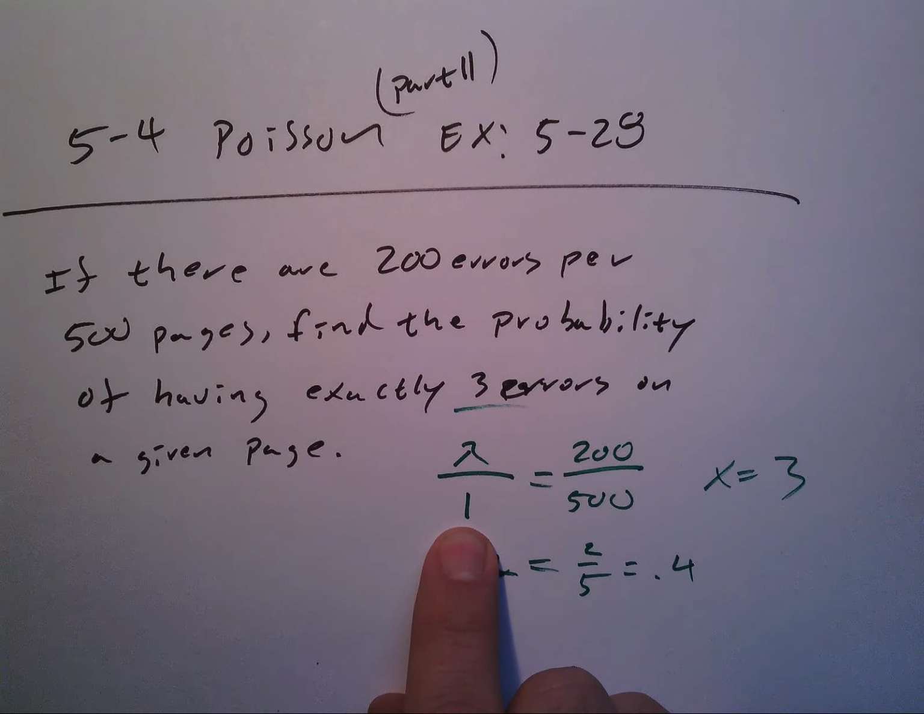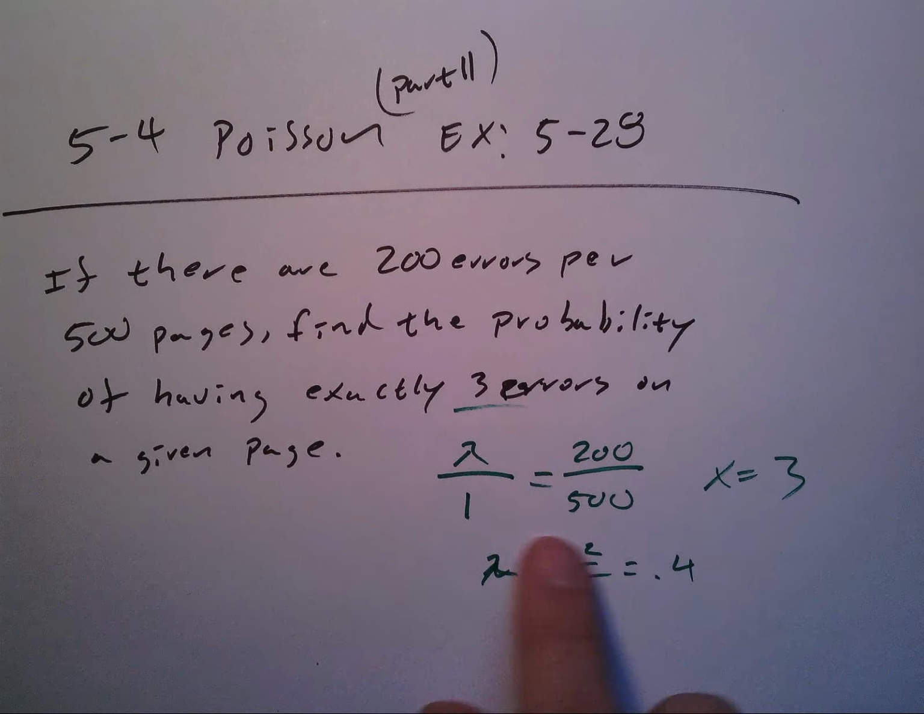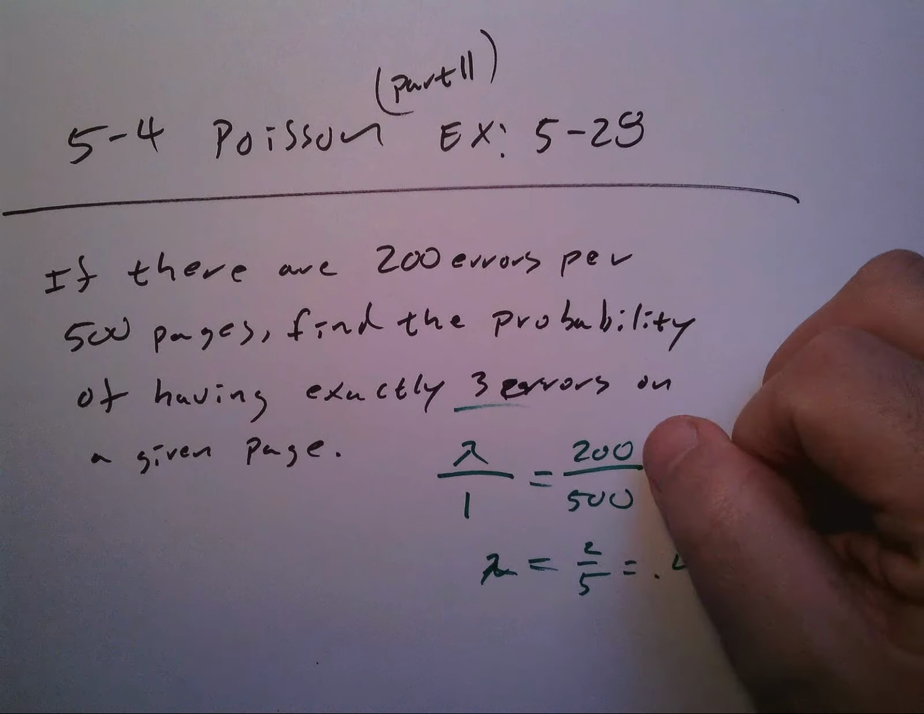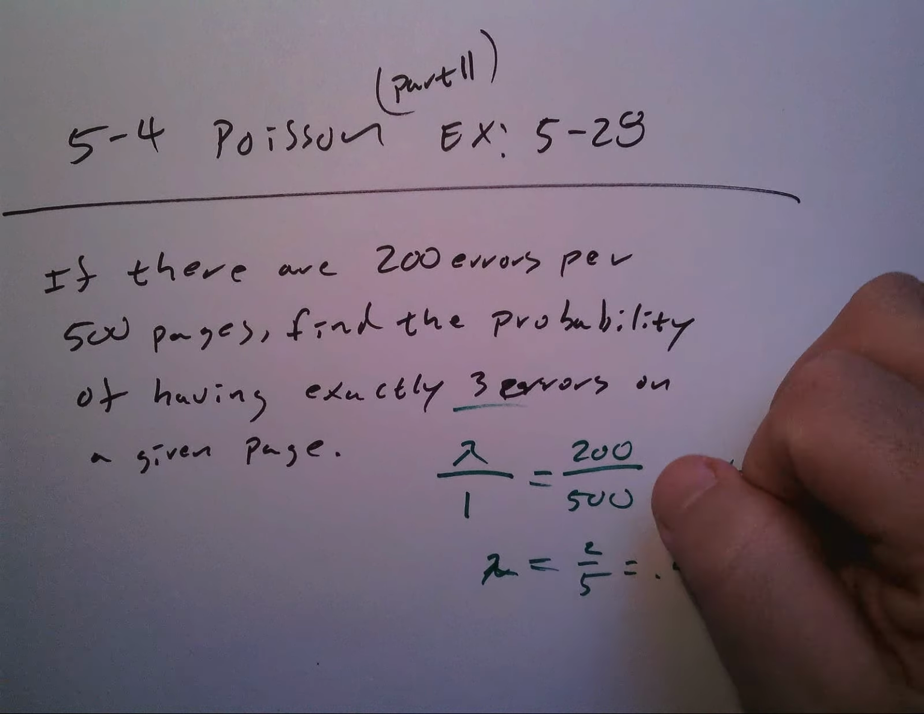Lambda is always going to be part of this ratio that we're comparing. It's the number of errors for what you're looking at. We were looking at one page, so I had 1 here. I could be looking at 5 pages, in which case I'd put a 5 on the bottom. But we know that there's 200 errors out of 500 pages.